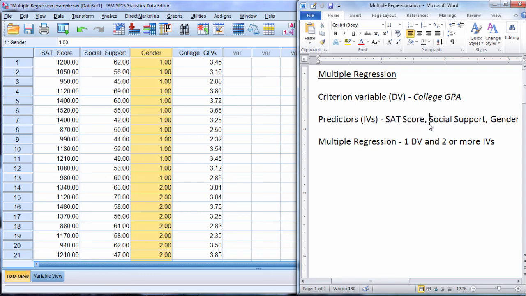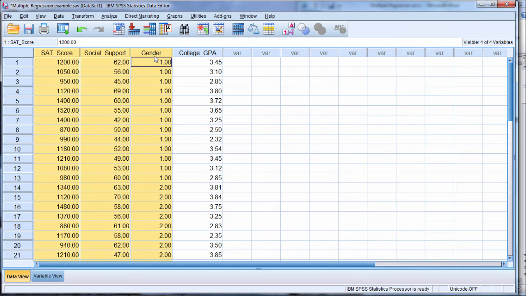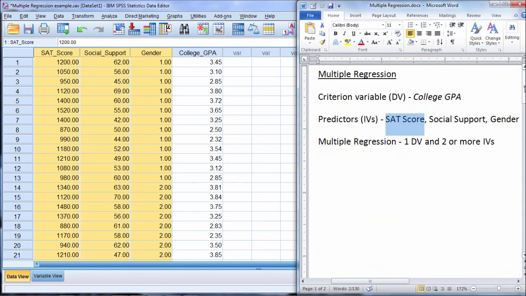Now, in multiple regression, you always have one criterion or dependent variable. And for it to be multiple regression, you have to have two or more predictors or independent variables. If you just had one predictor or independent variable, such as SAT score, then that would be simple regression. But since we have two or more, in this case we have three once again, we're doing multiple regression.